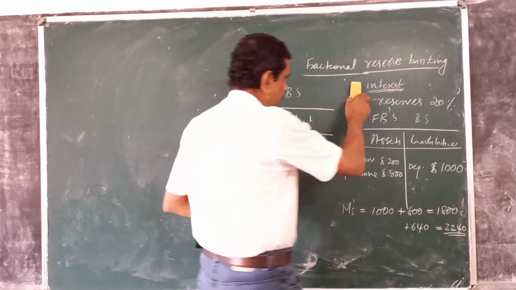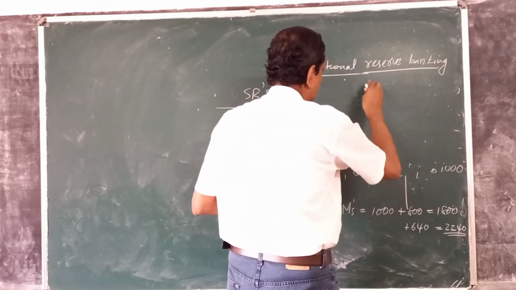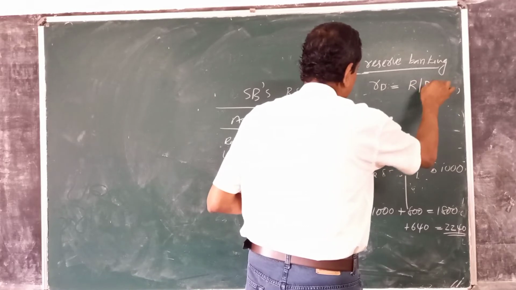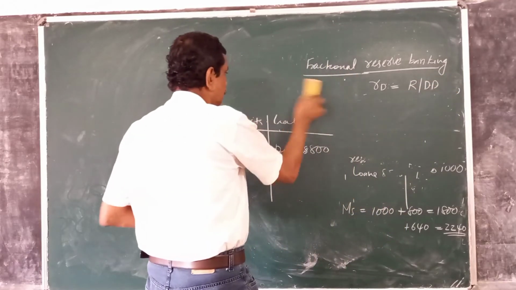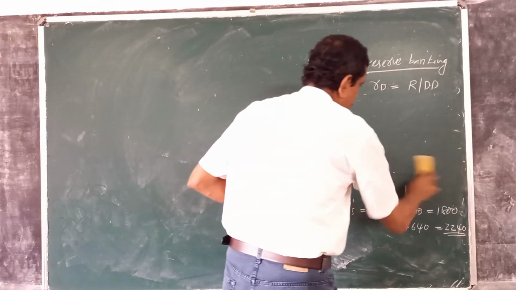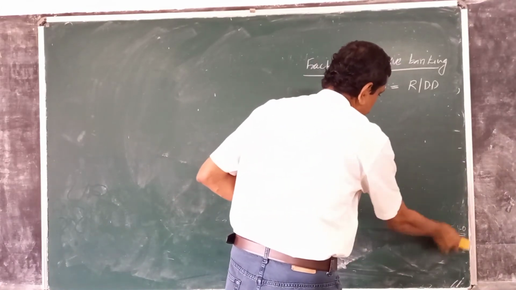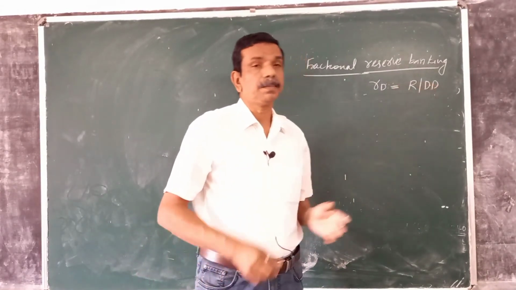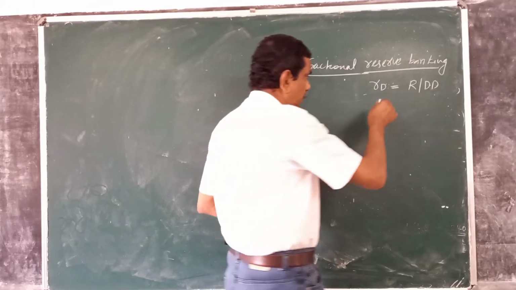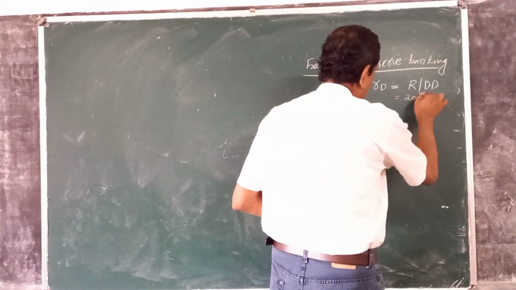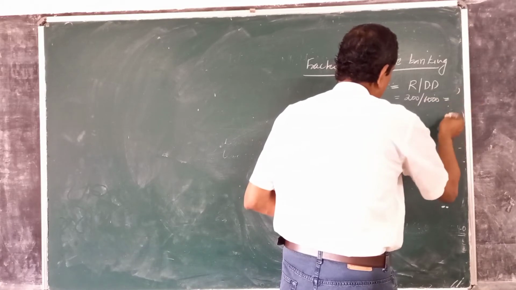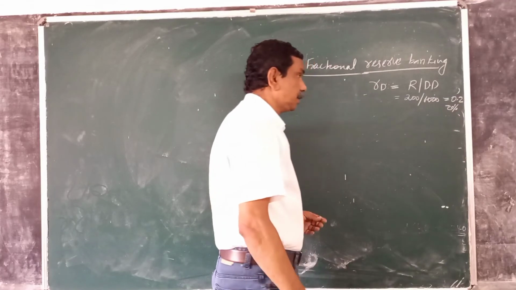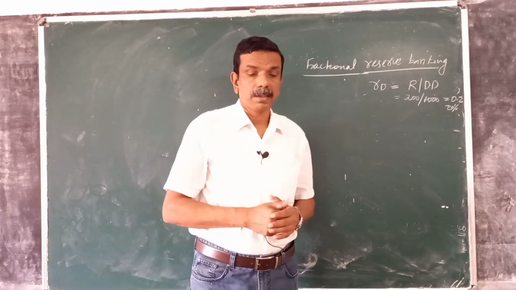Now to explain this process, suppose that RD denotes reserve to deposit ratio. Reserve to deposit ratio, reserve to demand deposit ratio. Now in our example it is equal to, say 200 by 1000 is equal to 0.2 or 20%. Reserve to deposit ratio is R by DD.